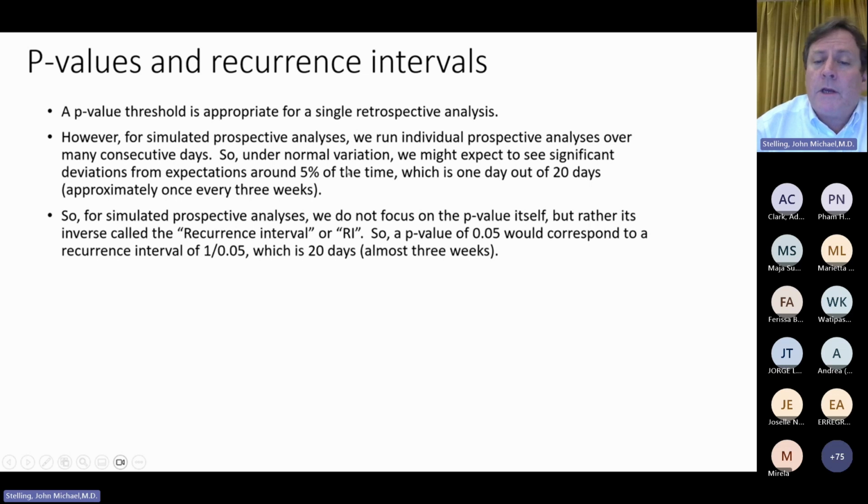So what we do instead of talking about the p-value, we talk about its inverse. The inverse means 1 divided by that value. So 1 divided by 0.05 is 20. So when I say a p-value of 0.05, that means a recurrence interval of 20 days. So that's also a nice measure that's easier to explain to people.